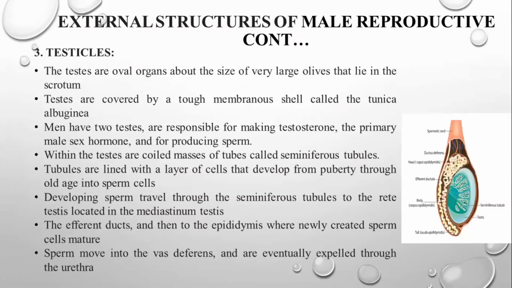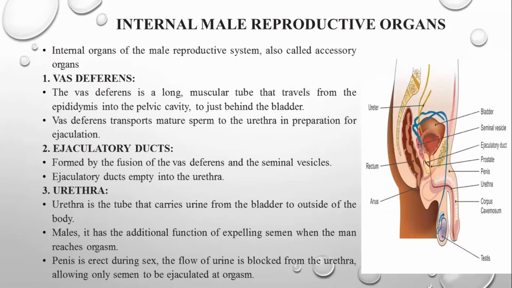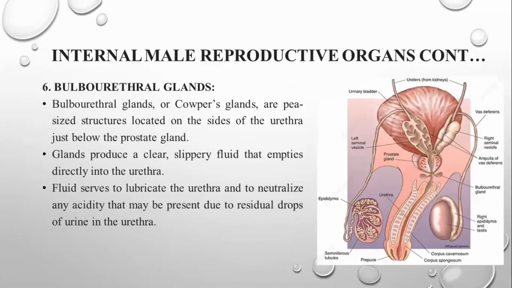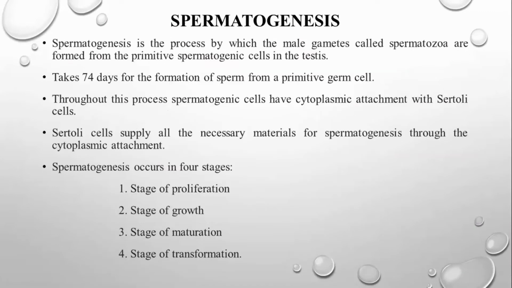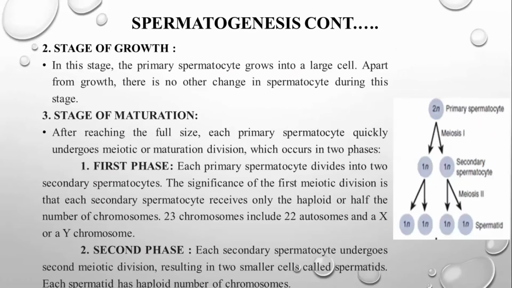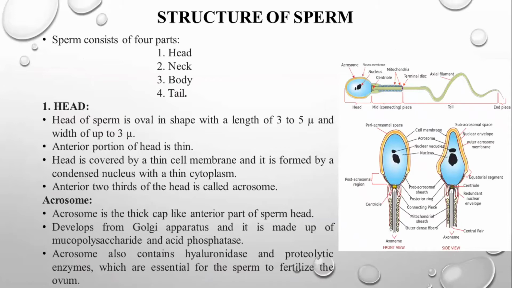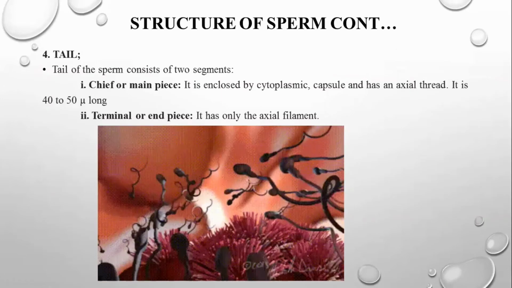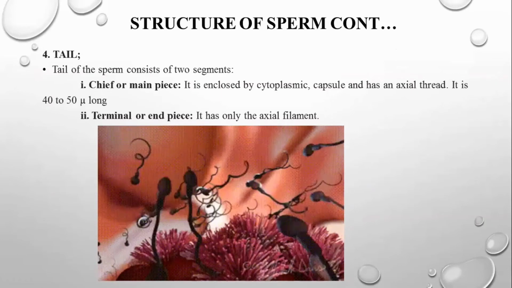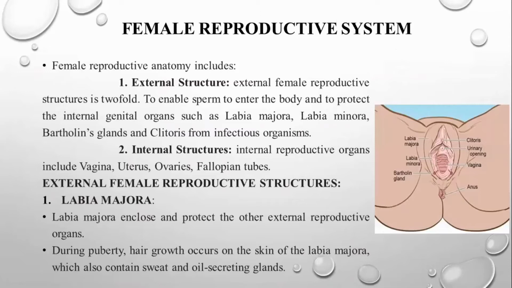We covered the external and internal male reproductive organs, the function of the testis, spermatogenesis, and the formation and structure of the sperm. So today we're going to see about the female reproductive system.